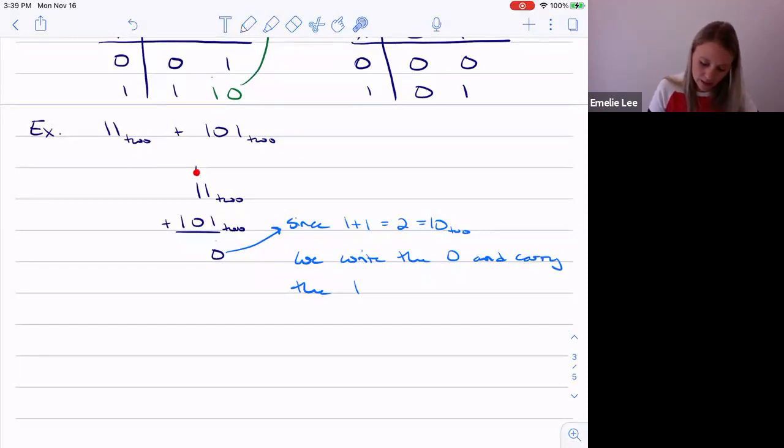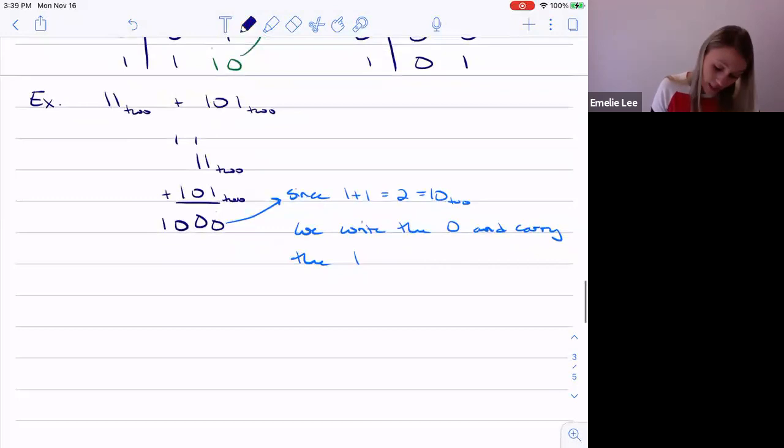So now, I've got 1 plus 1 plus 0, which puts me at another 0, or sorry, 1, 0. Carry the 1 again. So now I've got 1 plus 1 is 1, 0. Base 2, of course, because we're working in base 2. So now we have our answer: it's 1, 0, 0, 0, base 2.